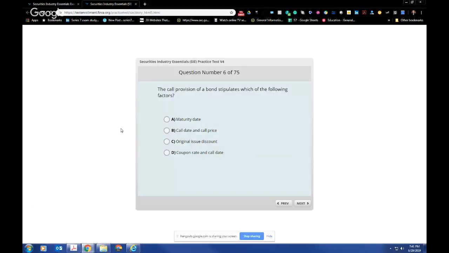That's what companies do. So is it going to list a maturity date? No, because they're calling it. It's not going to get that far. Call date and call price? Maybe. Original issue discount? No, that doesn't make sense. Or coupon rate and the call rate. Again, the call date's fine, but the coupon rate we don't need. So the answer is B, call date and call price. The date we're calling it and how much we're paying you. Just understand, usually they pay you like maybe $20, $30 or $50 over par. Good.